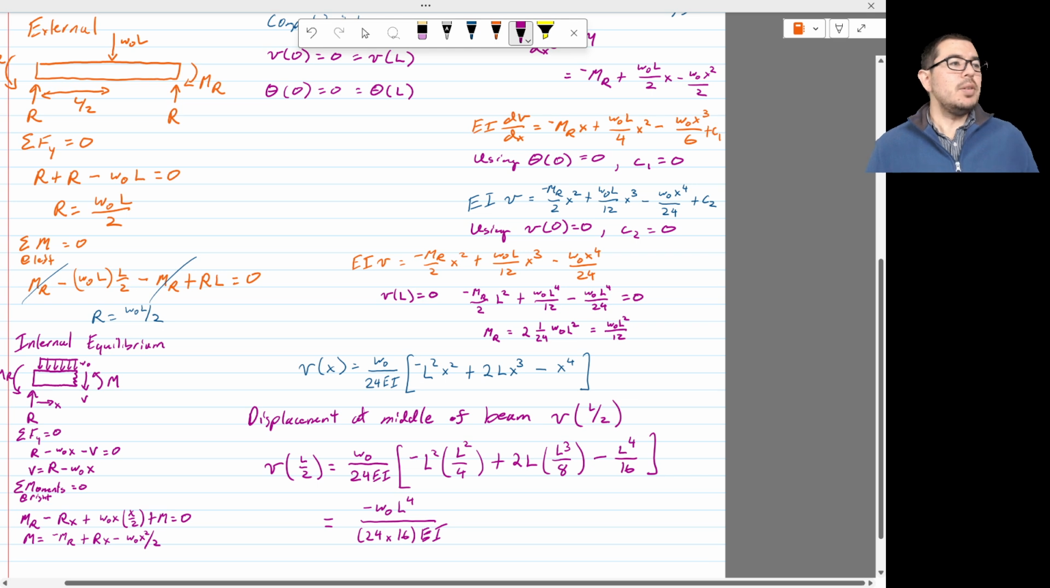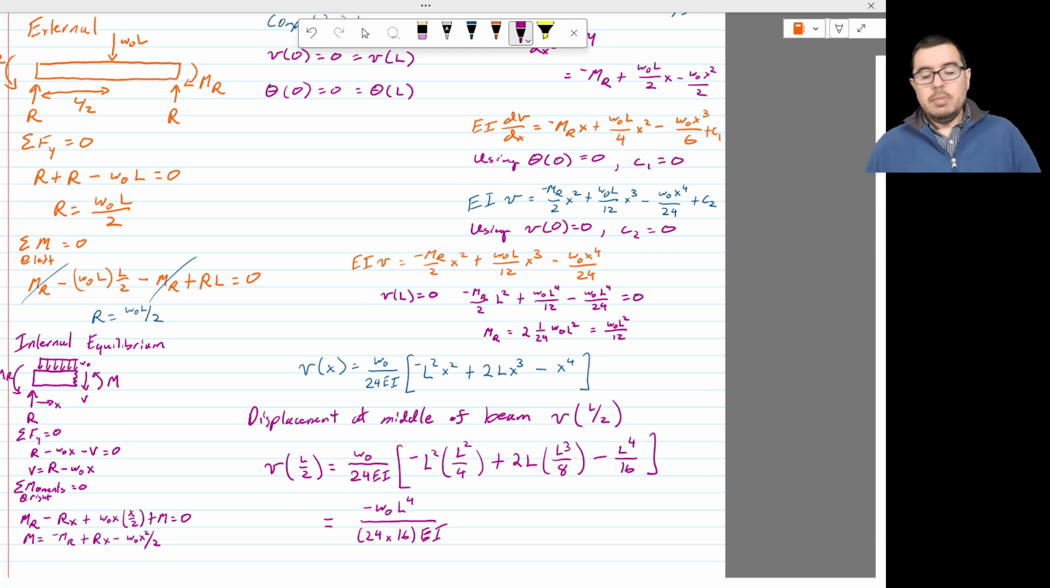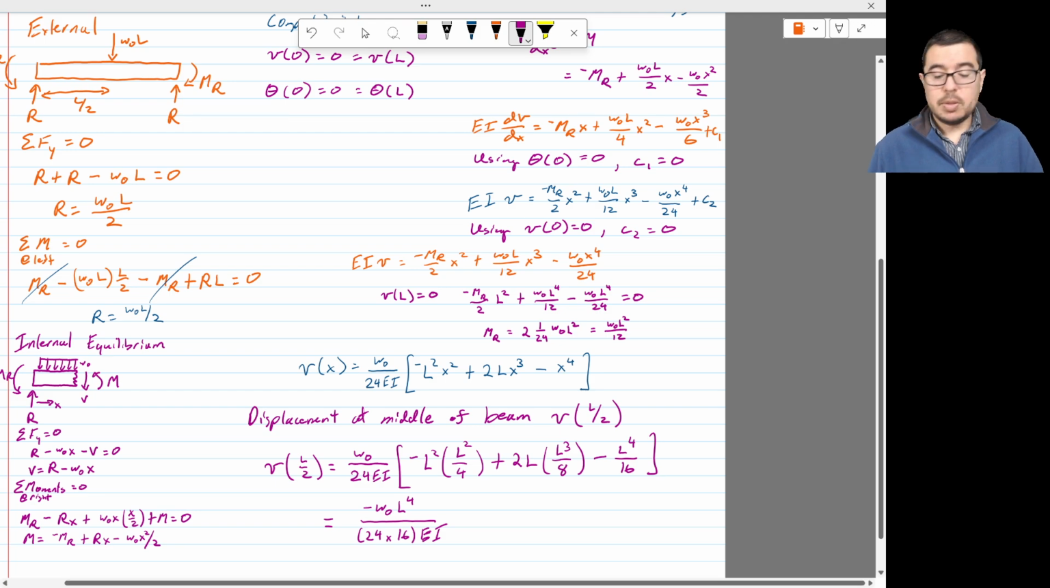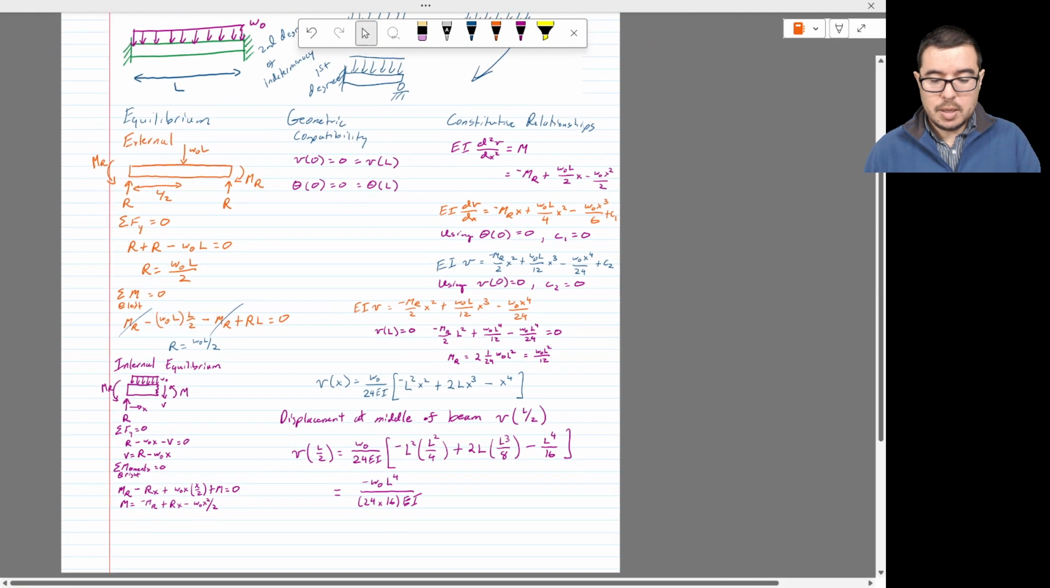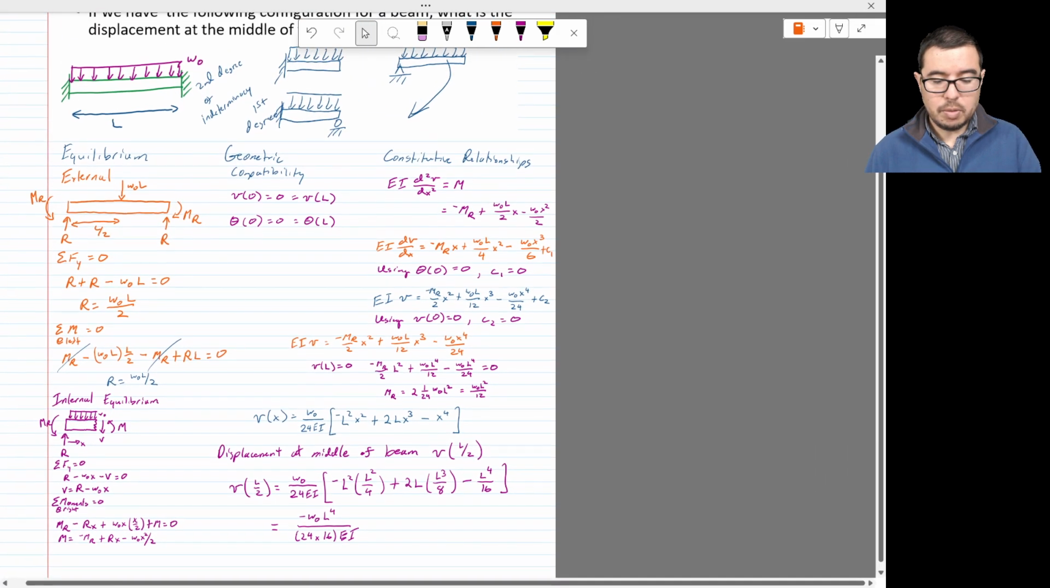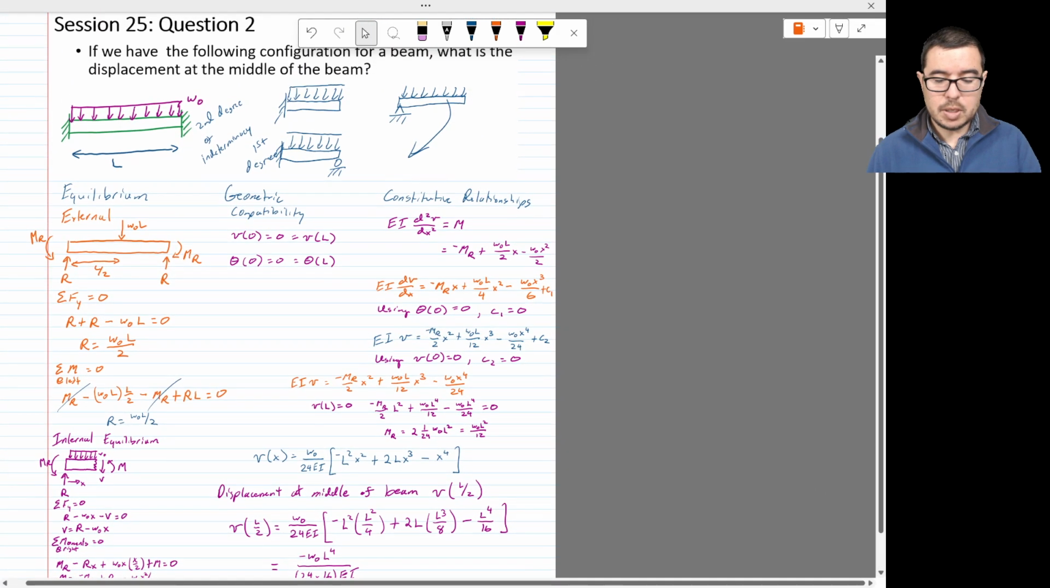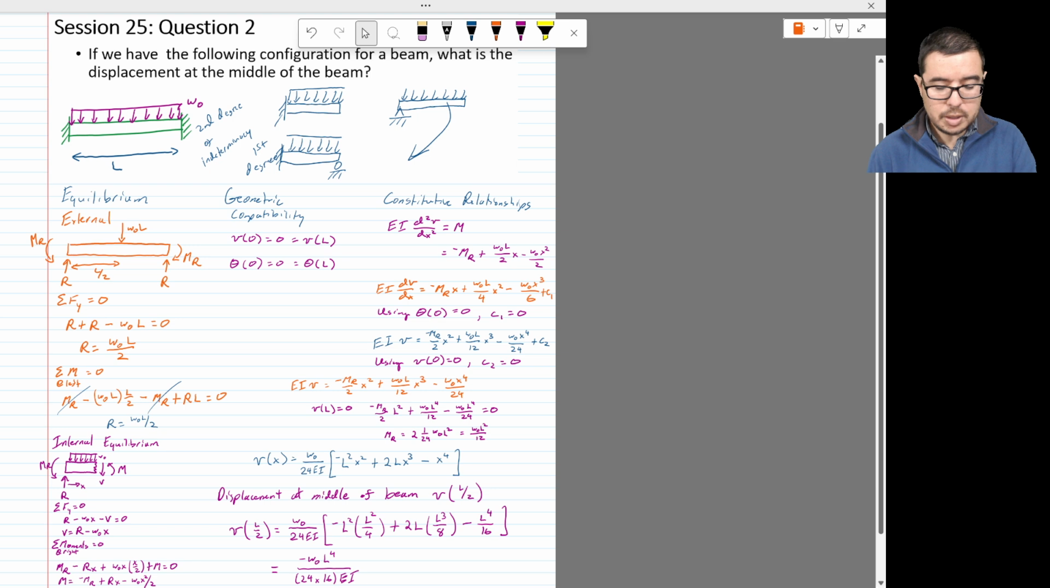All right, so thank you for watching, and I hope this example has been useful to you. We have been able to harken back to some of our earlier principles of equilibrium, geometric compatibility, and constitutive relationships to solve for the elastic curve across this indeterminate beam.